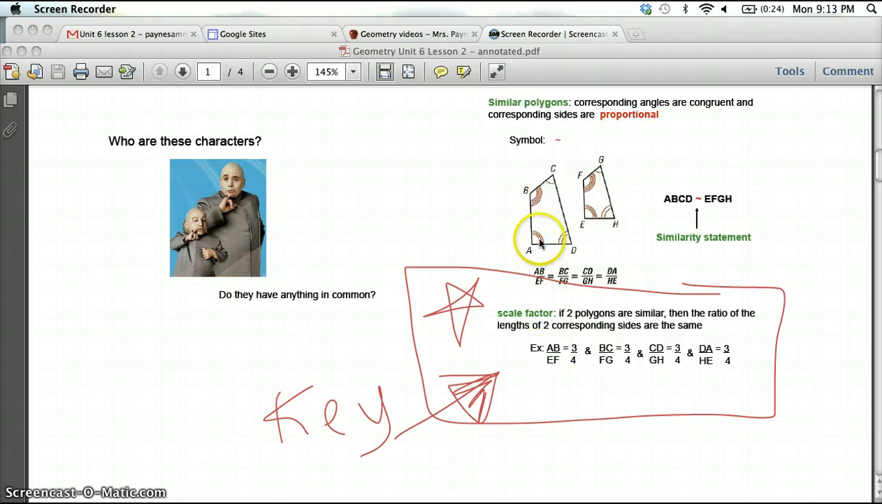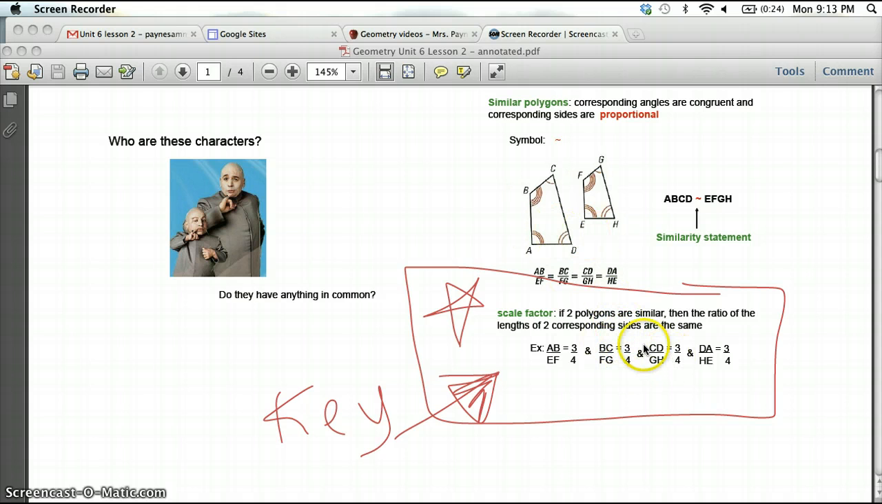It says here we've got side AB is equal to 3. And over here on this polygon, AB is going to be proportionate to EF. So AB is 3 and EF is 4, so it has a proportion of 3/4. Now remember, all of the sides have to equal 3/4 for these two polygons to be similar. So BC is 3 and FG is 4, so their proportion is also 3/4.